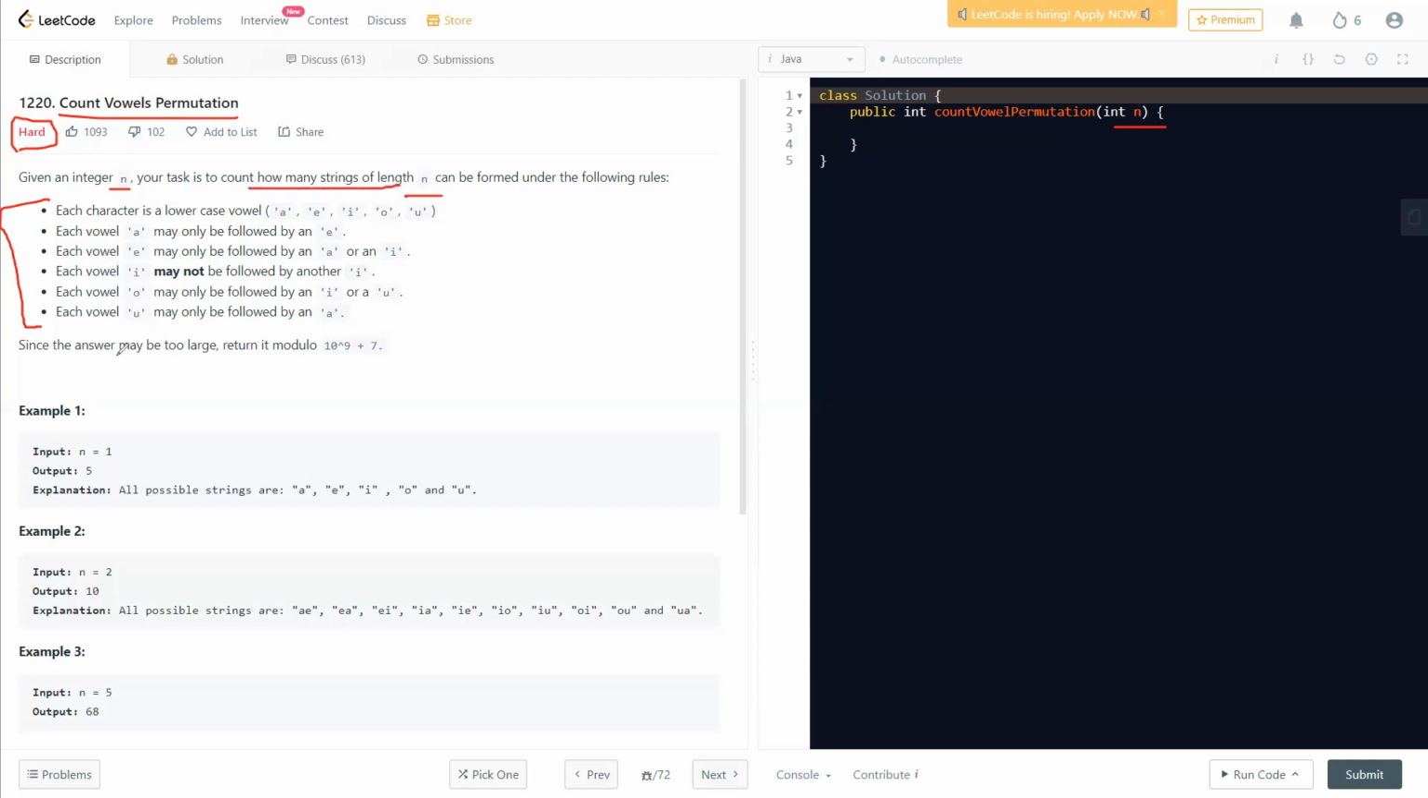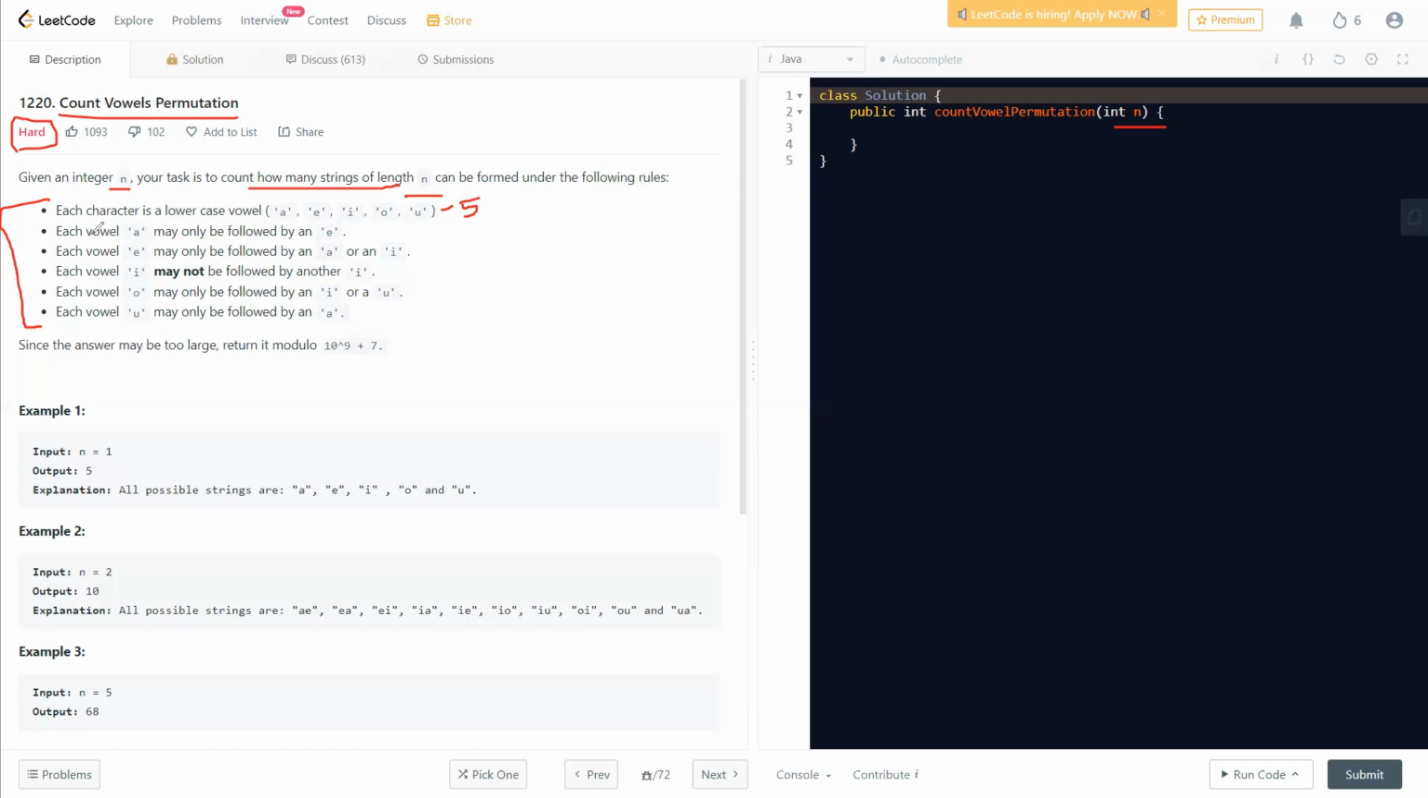Now there are rules given to us. Let's see what these rules are. The first thing they say is that each character is a lowercase vowel. So the lowercase vowels A, E, I, O, U are the 5 vowels we have. This is important for us, like there are only 5. This helps us in our time complexity and space complexity calculation. So only the 5 lowercase English vowels are there.